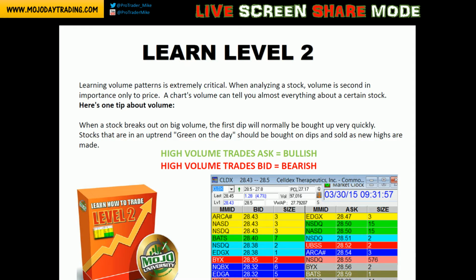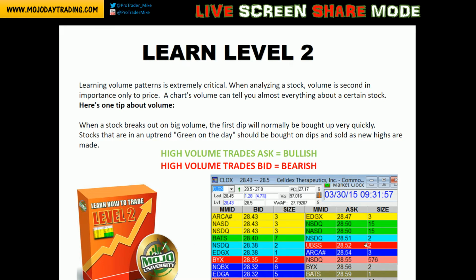A chart's volume can tell you almost everything. Here's a tip. When a stock breaks out on big volume, the first dip will normally be bought up very quickly. Stocks that are in an uptrend, green on the day, should be bought on dips and sold as new highs are made. High volume trades on the ask are bullish. High volume trades on the bid are bearish.